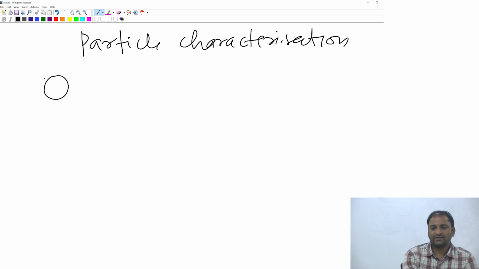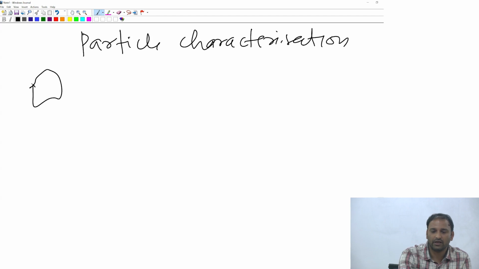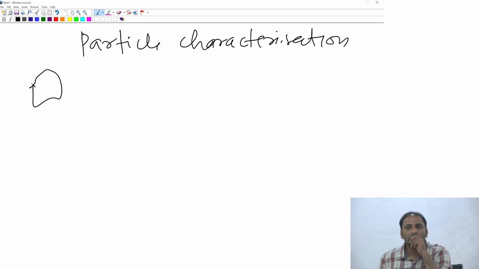Okay, so if I have, say, a particle, now I want to characterize these particles. So what kind of properties do you think I would like to characterize these particles for? I've just drawn some object, but it need not be this. It could be any particle, right? I have something like that. So I would like to characterize these particles. What do you think are the properties that I should worry about?